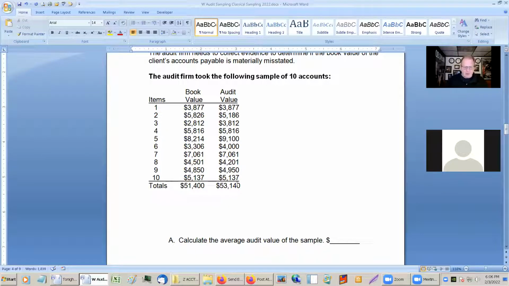Okay, so might as well do them in order here. We've got to find the average book value. And for the book value, we have 10 items that totaled out to this, and we're going to find the average of them. And same thing for the audit.